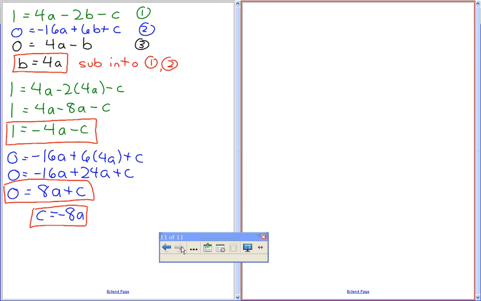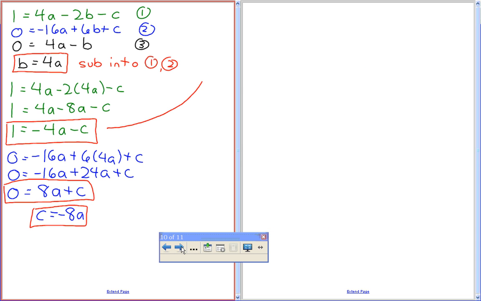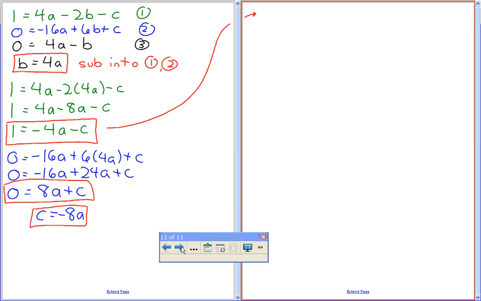I'm going to do this and keep this organized, it's difficult, there's a lot going on here. So I'm going to change this to 1 equals negative 4A minus negative 8A. 1 equals negative 4A plus 8A. 1 equals 4A, A equals 1/4.